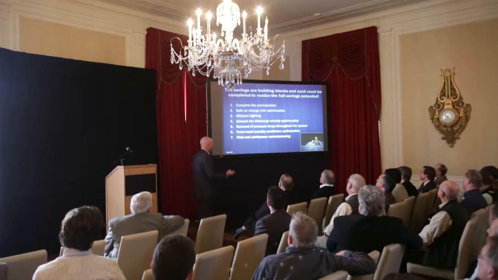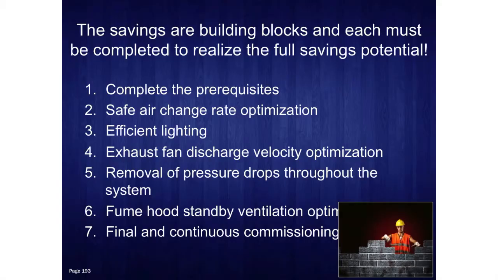So, wrap up. Complete the prereqs. I think we went through all of those. I think most people know what they are. Safe air change rate optimization, understanding that we're looking at not just a hard number, but how does that air move through the space? Fabric air diffuser was one of the things Mark showed you. Efficient lighting, being able to say not only is my lighting efficient, but do my people have the ability to take action on that lighting system? Do they walk in and get 100%, or do they walk in and get 50%? They have to take a manual action to bring it up to 100.